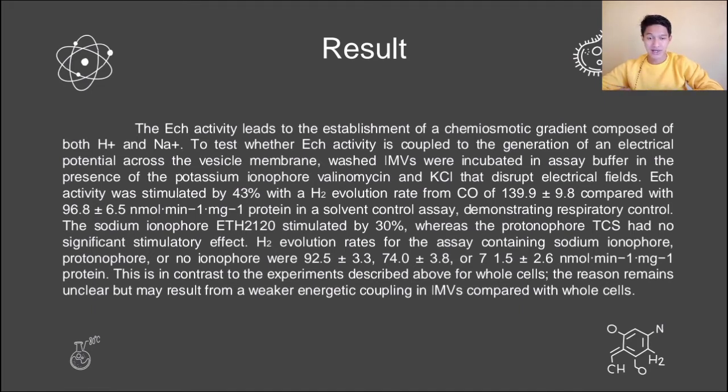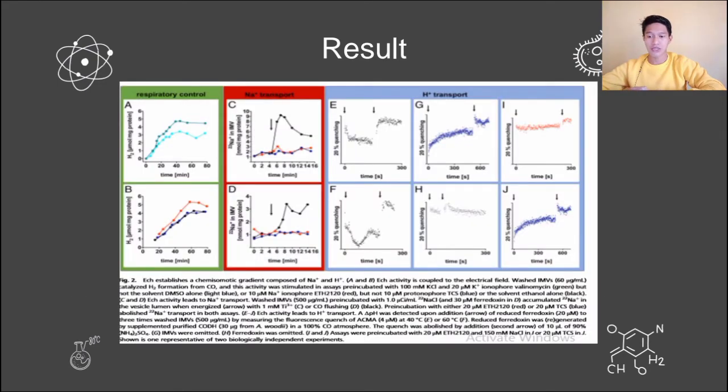The reason remains unclear, but it may result from a weaker energetic coupling in IMVs compared with whole cells. In addition, in whole cells, acetate formation is inhibited by the protonophore, and thus more hydrogen gas can be formed from carbon monoxide. The experiments with uncoupling agents clearly demonstrate that also on a subcellular level, H activity is coupled to ion translocation and subsequent generation of an electrochemical ion gradient. This diagram includes the illustrations of all important results of the study.